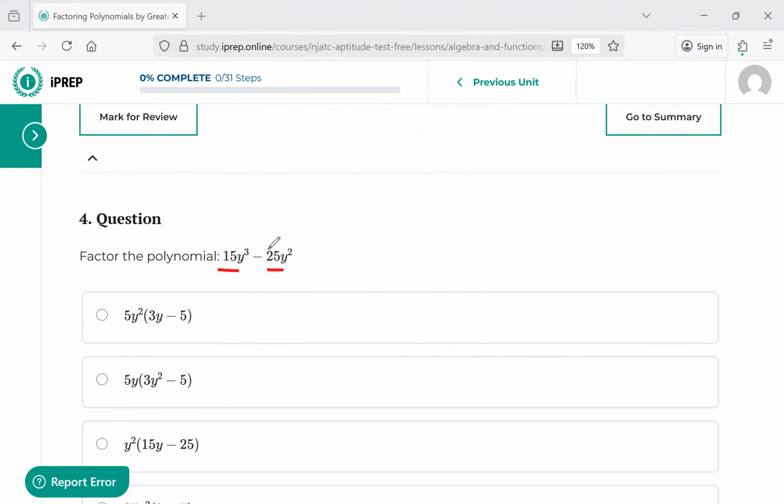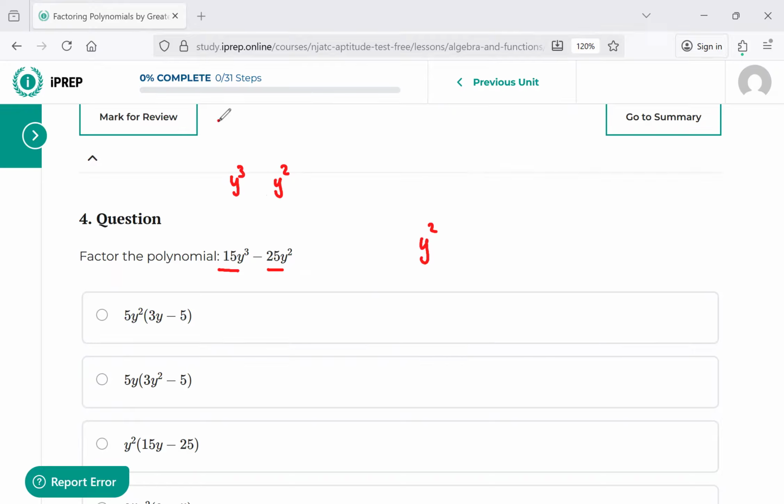Let's see how many y's we can take out evenly. So we have y cubed or 3 y's. We have y squared or really 2 y's. What is the largest amount of y's you can take out evenly from both of them? Y squared. Okay. Now what about our constant?